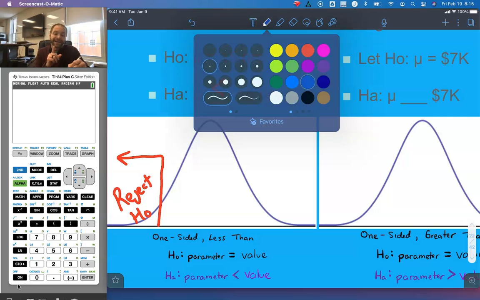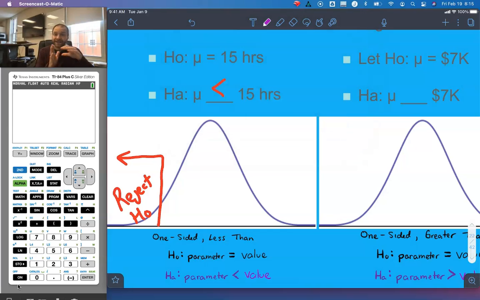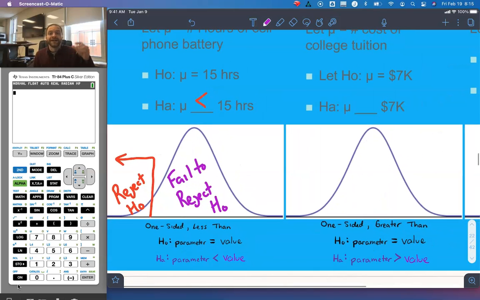However, if the battery life lasted longer, if the battery life was in this area, then it's where they said it was going to be. If it lasted longer, I'd be happy. So this area we call the fail to reject the null hypothesis, because if the battery lasts longer, I wouldn't be upset. I would only be mad if it lasted less than what they claimed. So this is why this one would be a one-sided less than significance test.